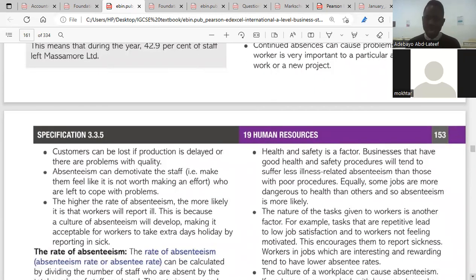Continued absences can cause problems if the worker is very important to a particular area of work or a project. It becomes a problem if the absent worker is pivotal to the organization. That means without that employee, the business will not go the way it should go. Then it becomes a problem for the business.